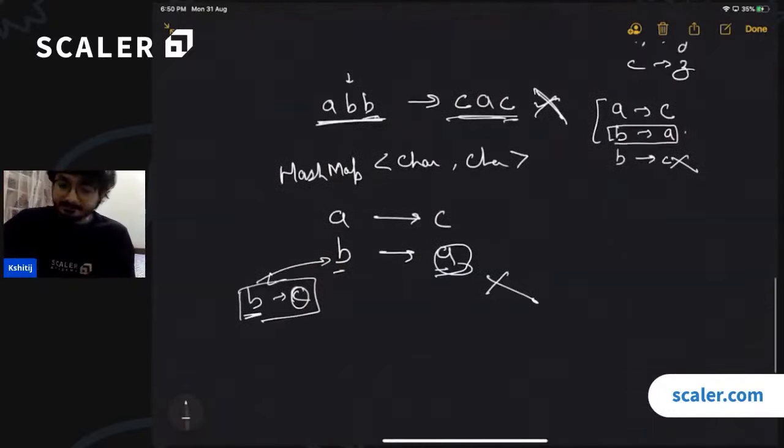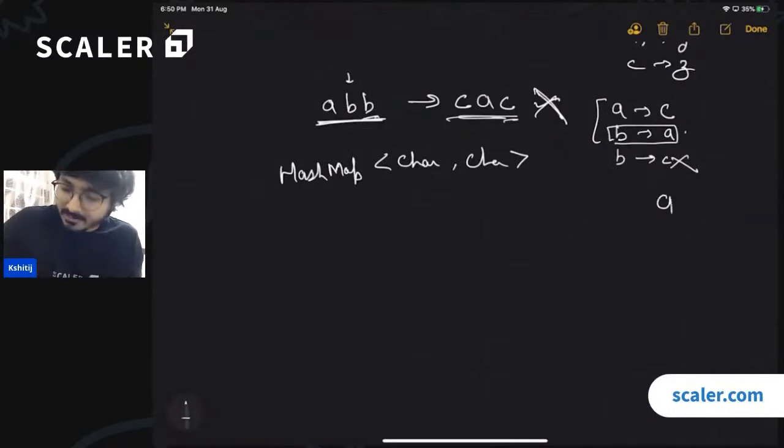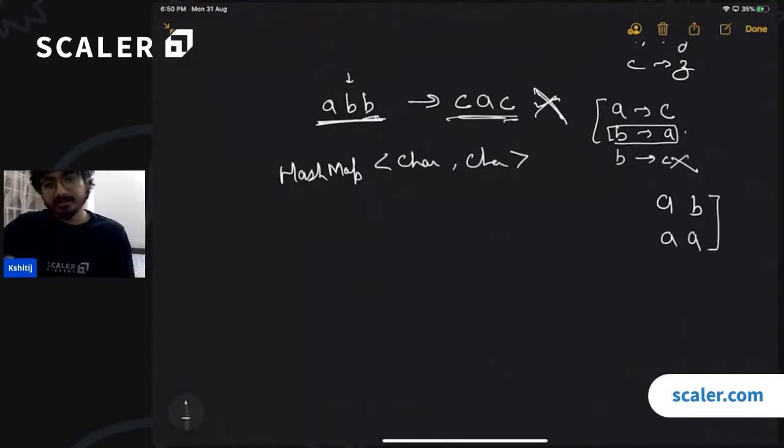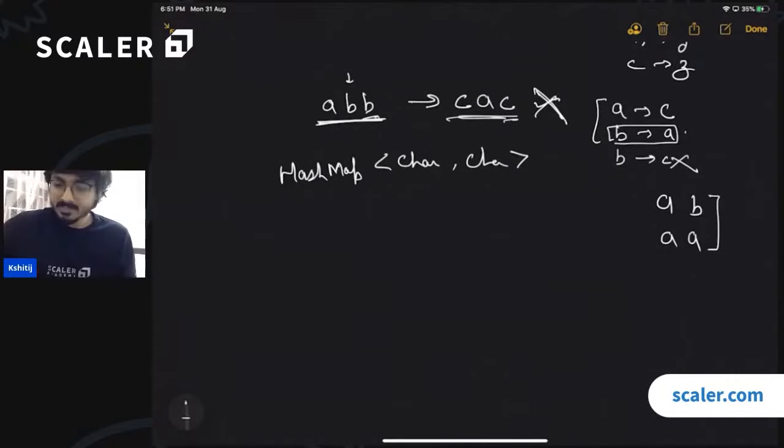Let's take an example. What if string A is AB and the second string is AA? What should be the answer for this case? Should it be true? Should it be false? This should be false, because I am having a mapping from A to A, and since this A already has a mapping with A, it cannot have a mapping with B. So this should be false.